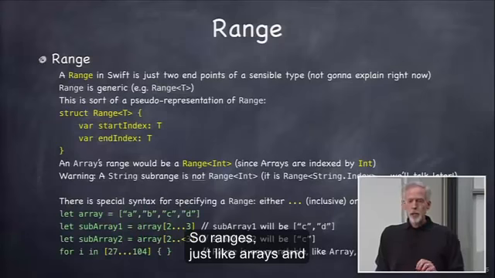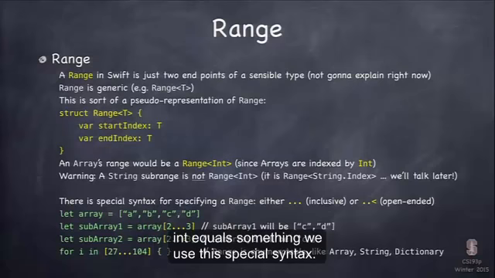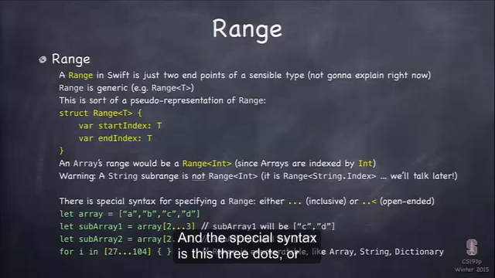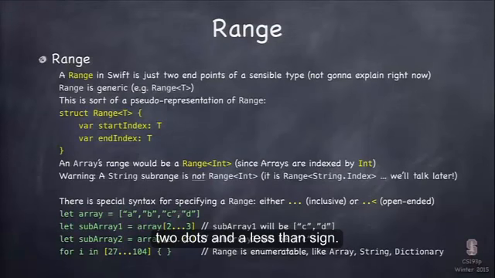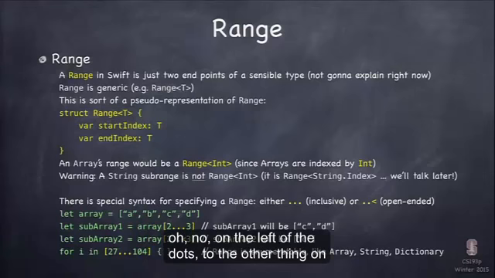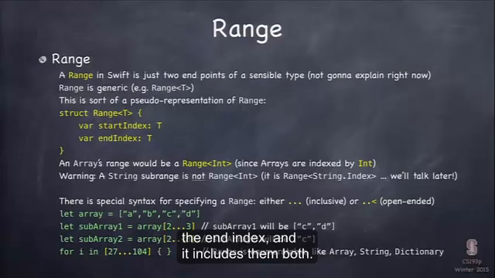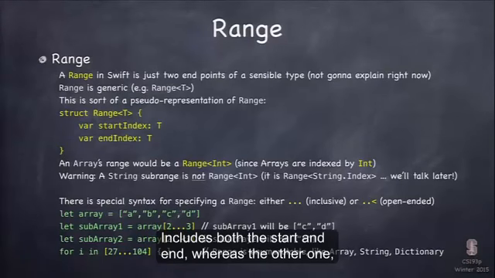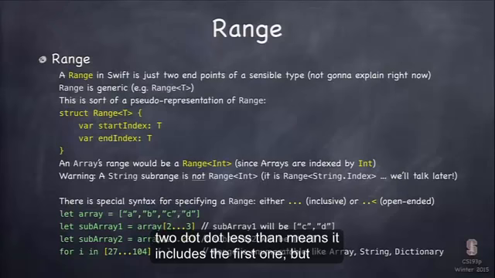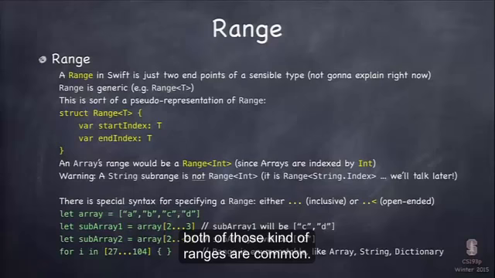Ranges, just like arrays and dictionaries, we don't usually say Range angle bracket Int equals something. We use special syntax: three dots, or two dots and a less than sign. The three dots means a range from the thing on the left of the dots to the thing on the right. That's the start index and the end index, and it includes both. The other one, dot dot less than, includes the first one but does not include the second, so it's an open-ended range. Both kinds of ranges are common. So that's how we specify a range.